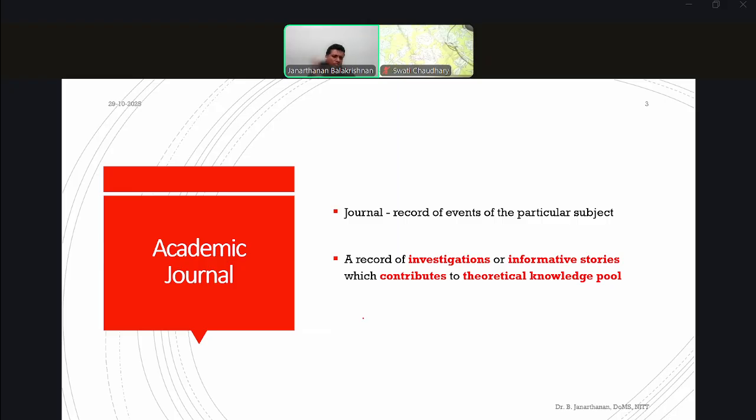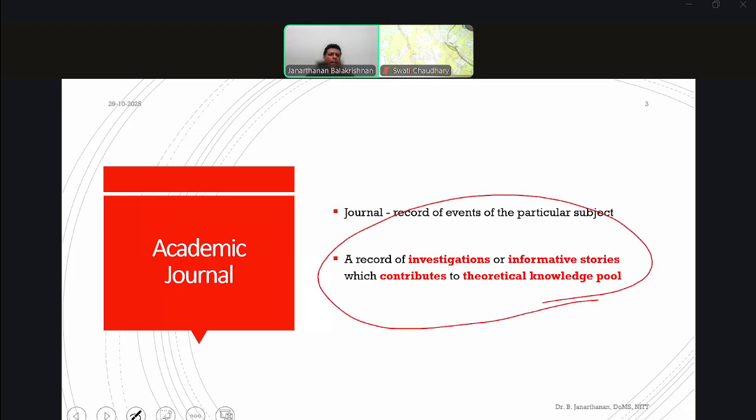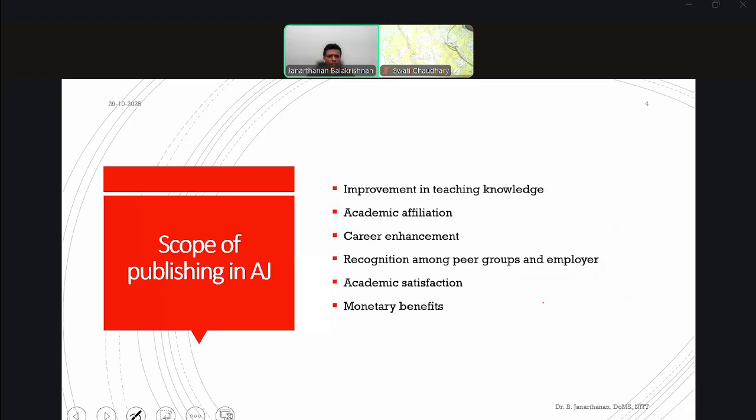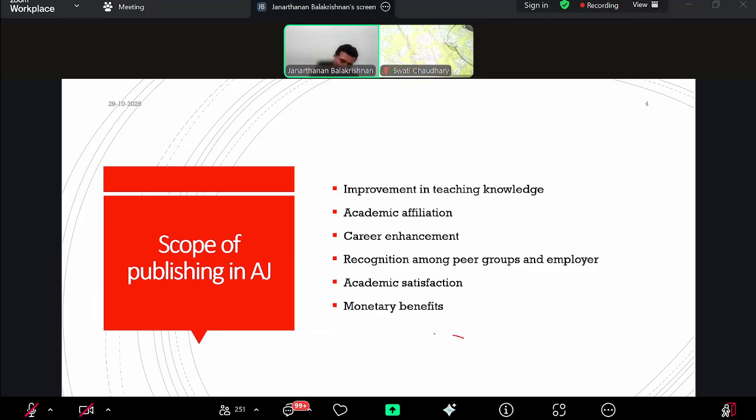But when it comes to this topic, of course, academic journals are a theoretical pool of knowledge where you can publish and write into it. So that is why you publish in academic journals. Of course, I am in NIT Trichy. We don't have monetary benefits, but people who are in many colleges, especially in IIMs, they know very well, for each and every paper they get money.